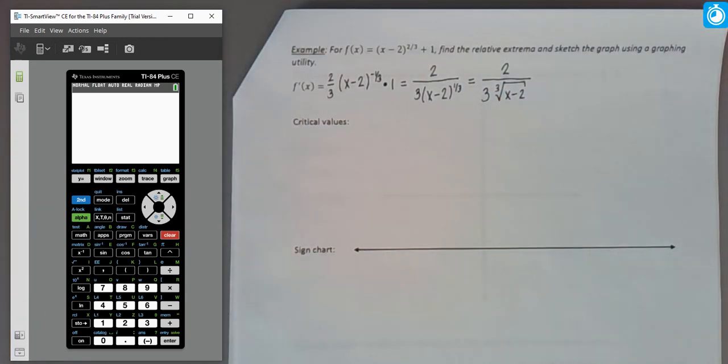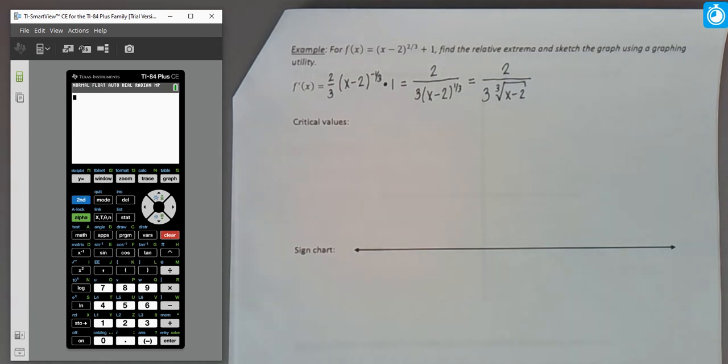But ultimately, we're not focused here on simplifying the derivative. We're just focused on finding the derivative and then using it. Okay, so we have our derivative. Now we need to find our critical values.